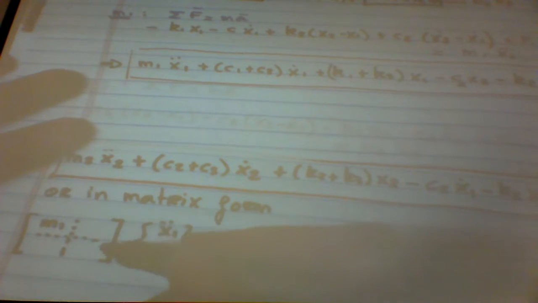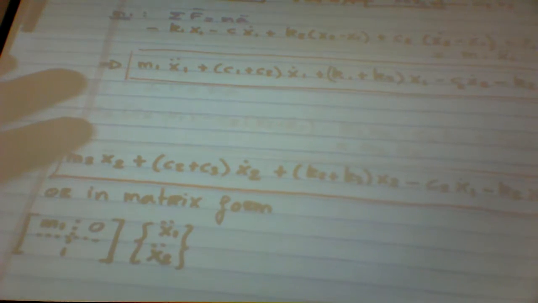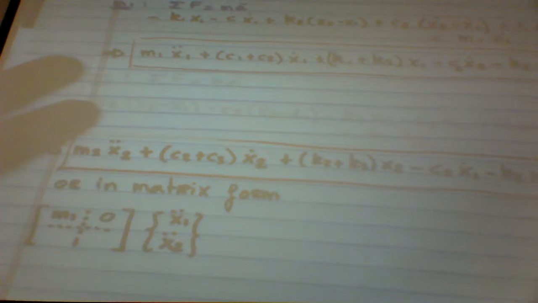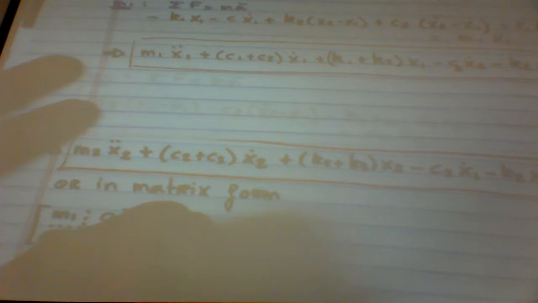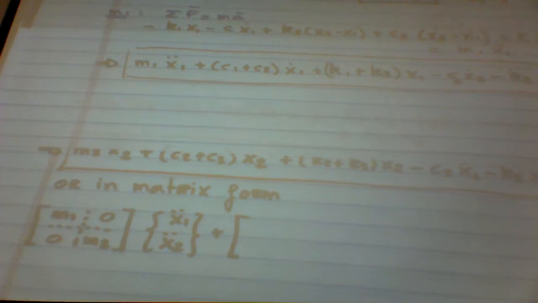Yeah, so we have here M1. What should we have over here? On the first equation, do we have any x double dot 2? No, so this term should be 0. Now, vice versa on the second one, do we have any term with x double dot 1? No. So this is 0. This is M2.